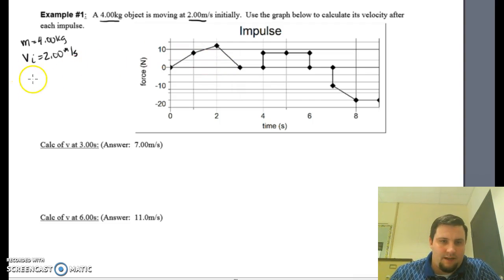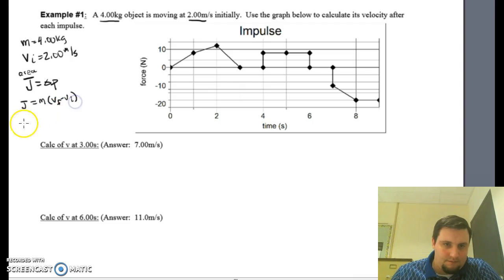And the concept here is that we start with the impulse momentum theorem. That impulse equals change in momentum. We know the impulse is area, just like from lab, so the area equals change in momentum. So the impulse equals mass, the change in momentum is mass times final velocity minus initial velocity.